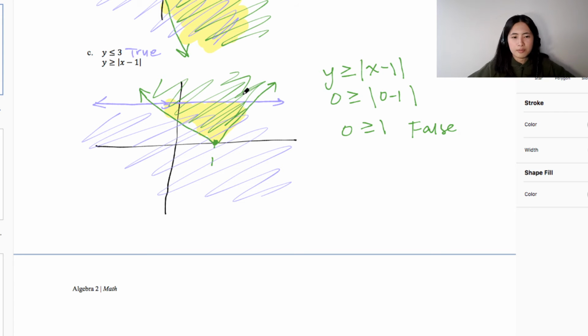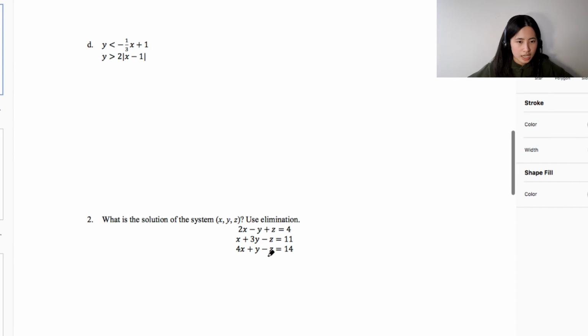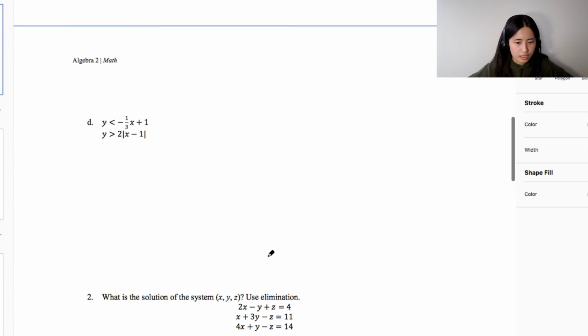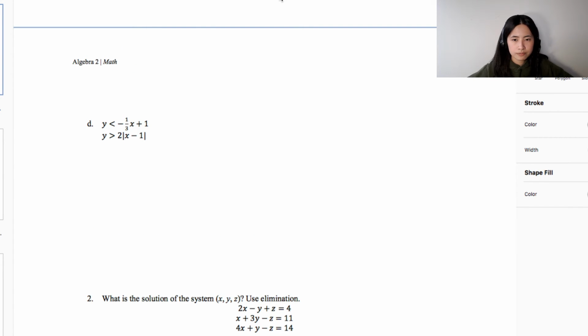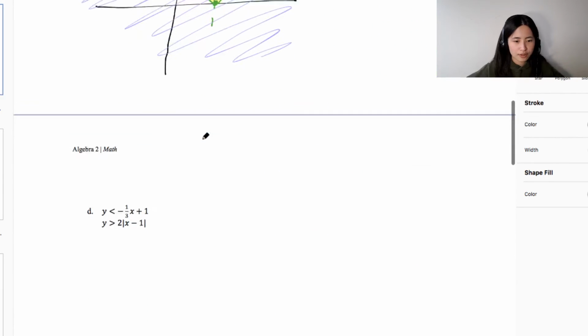Okay, great. So we've done until part C, and I believe this is the last question, the last question for graphing.